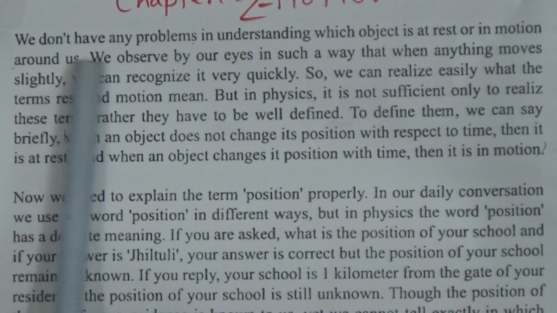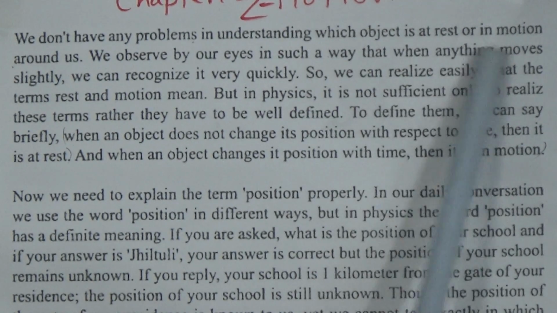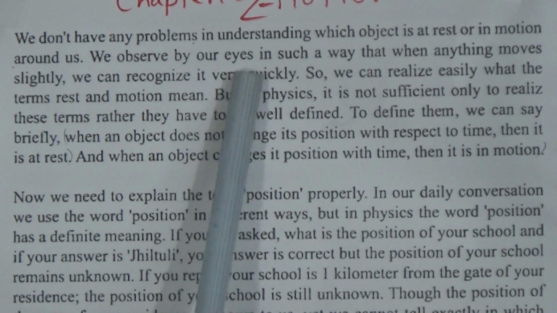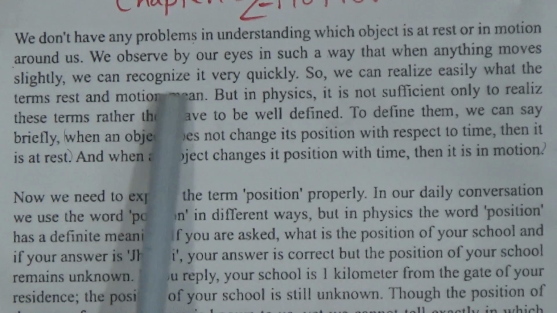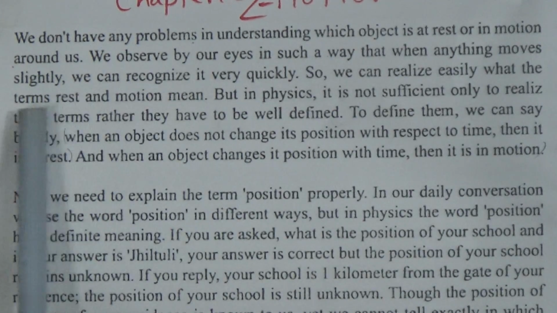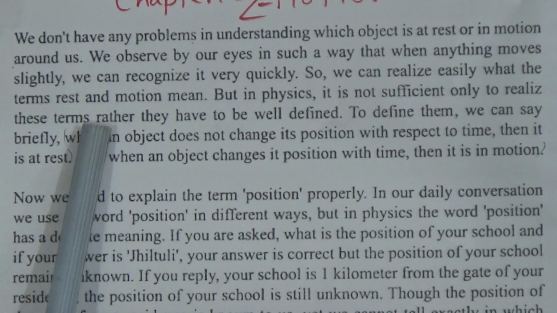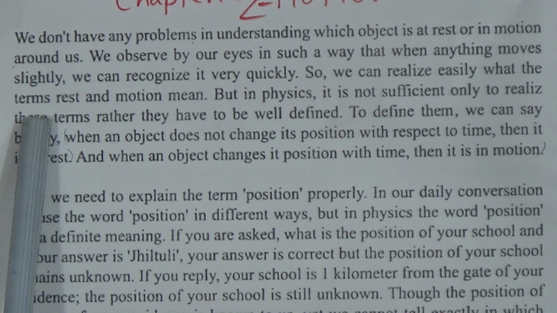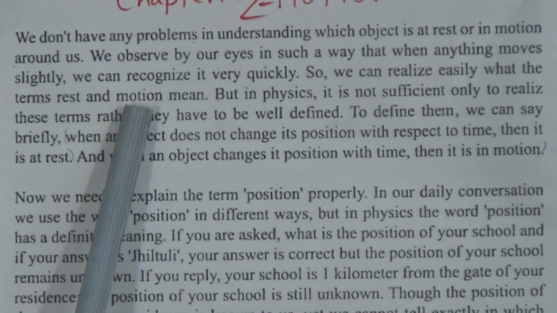My dear students, we don't have any problems in understanding which object is at rest or in motion around us. We observe by our eyes in such a way that when anything moves slightly, we can recognize it very quickly. So we can realize easily what the terms rest and motion mean. My dear students, follow this class with your textbook. Everyone open your textbook and follow this class. We will discuss rest and motion now.